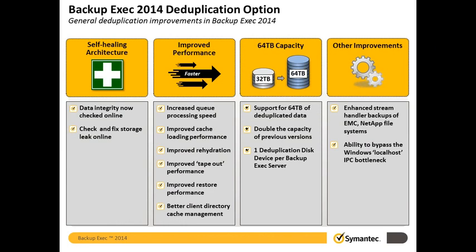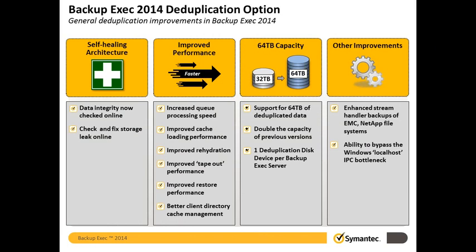So improving that deduplication, allowing you to do faster rehydration, faster tape outs, faster migrations. We've also increased the capacity of how much dedupe you can have per backup media server. So it was 32 terabytes. We've now increased that, doubled that to 64 terabytes.